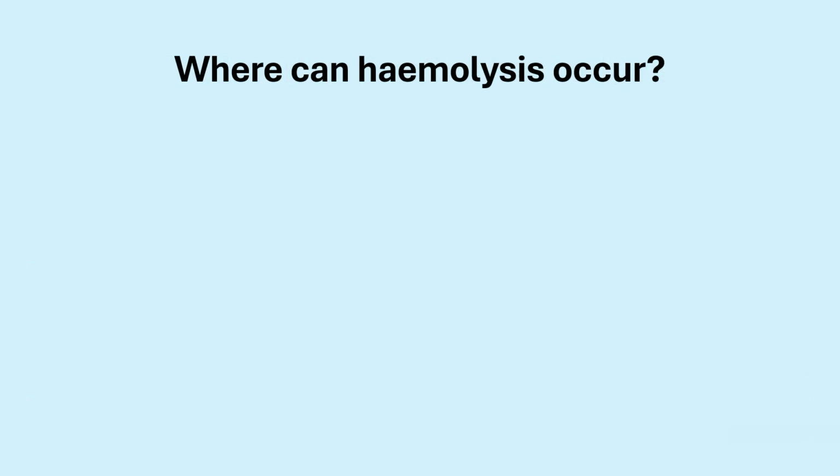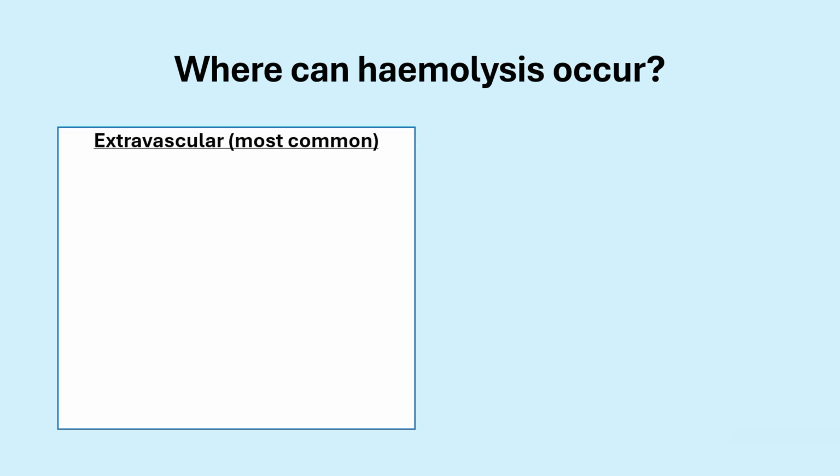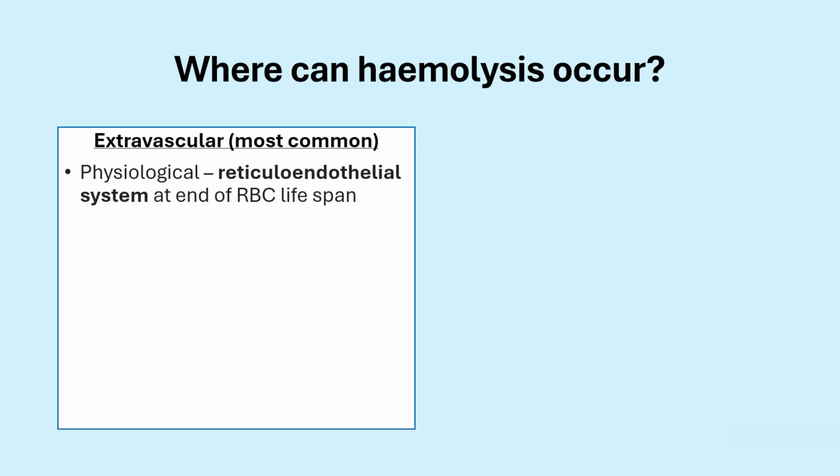So where can hemolysis occur? It can occur extravascularly, which is the more common type, and it can be physiological, i.e. the breakdown of red blood cells by the reticuloendothelial system, which consists of the liver and the spleen. And this occurs at the end of the red blood cell lifespan.